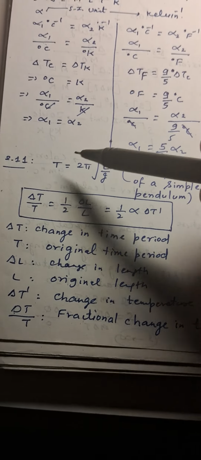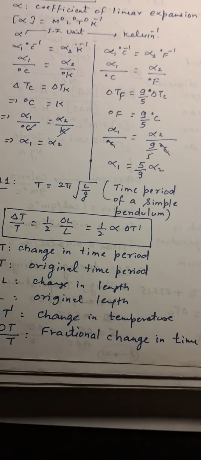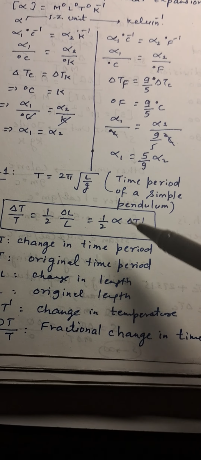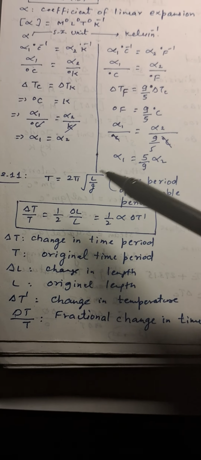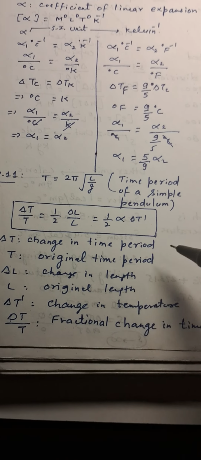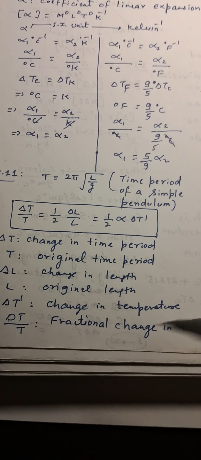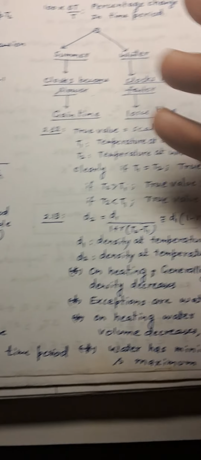Now let's apply this. The time period of a simple pendulum is 2 pi root L by g. If we use the error formula, then delta T by T is half delta L by L. Delta L by L can be written as alpha delta T dash. Here delta T is change in time period, T is the original time period, delta L is change in length, L is original length, delta T dash is change in temperature, and delta T by T is fractional change in time. So this can be used.